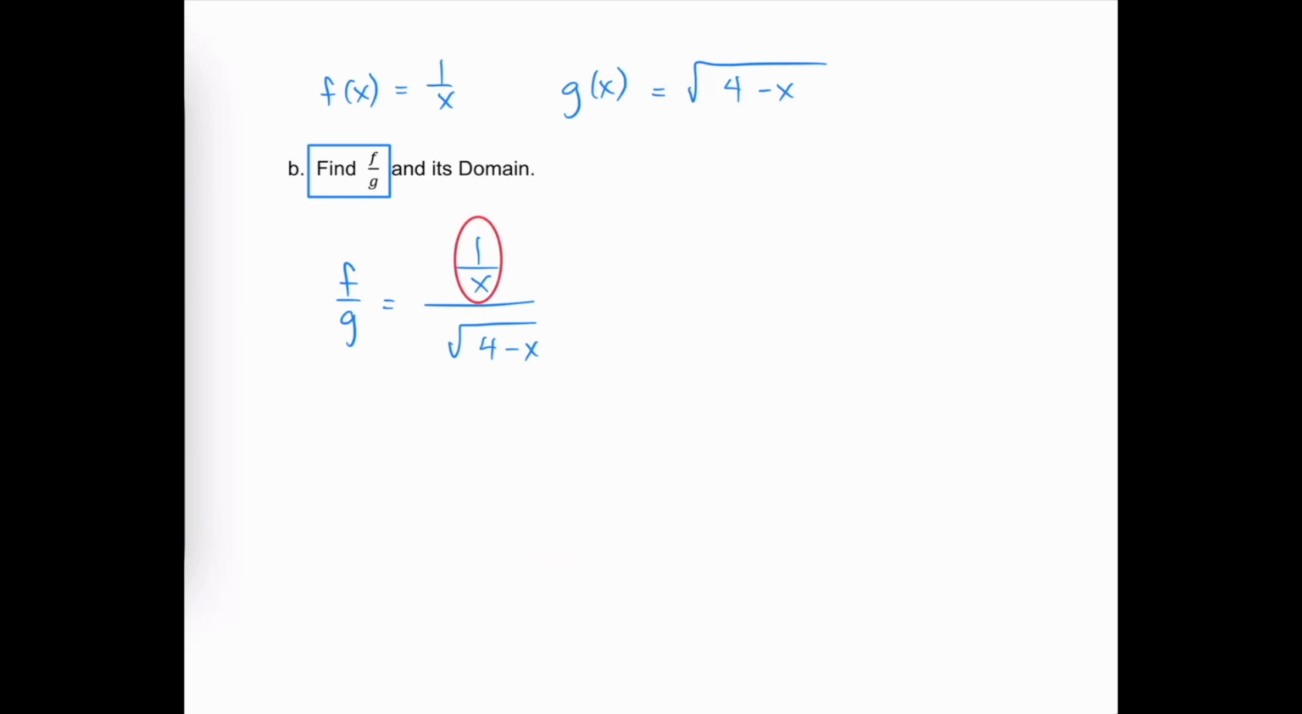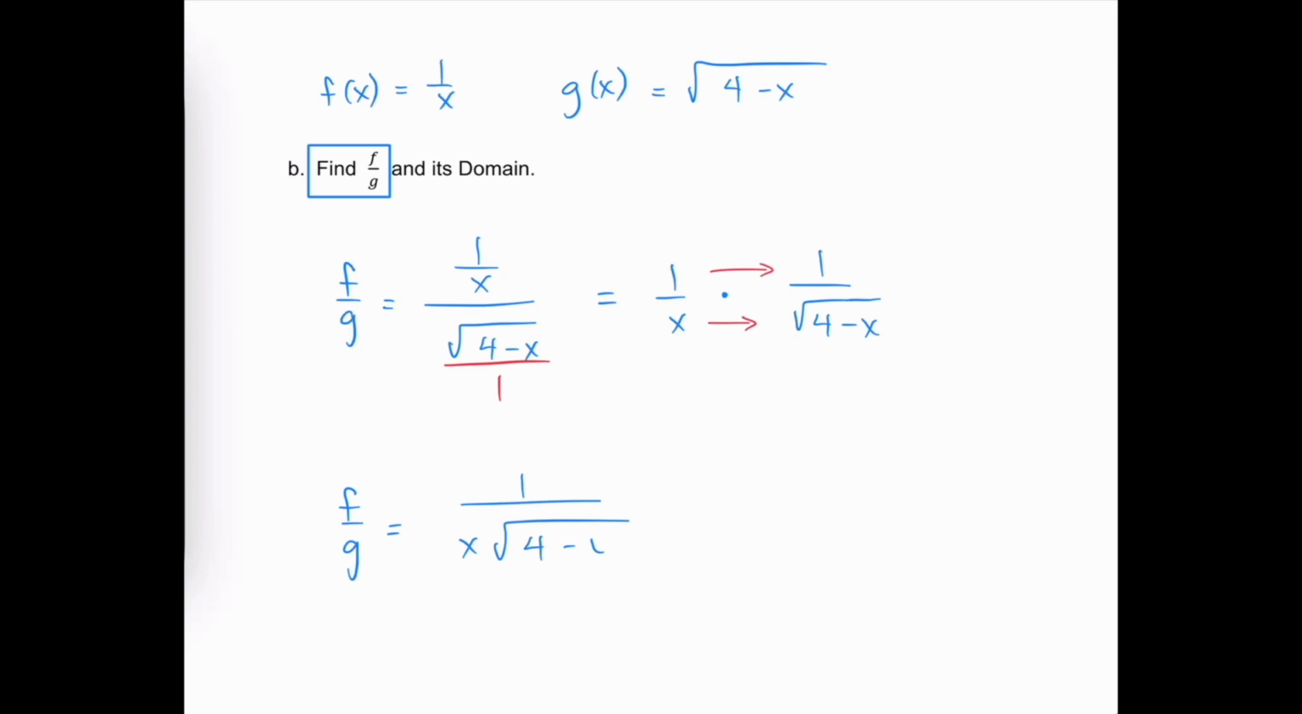We have a fraction in the top, but in order to create a fraction in the bottom, we'll just drop a 1 underneath that radical. So now we can keep the numerator and then multiply by the reciprocal of the denominator. We don't have any common factors that would cancel, so we're just going to multiply straight across in the numerator and multiply straight across in the denominator to get x times the square root of 4 minus x. So simplifying that complex fraction was the only thing we needed to do.